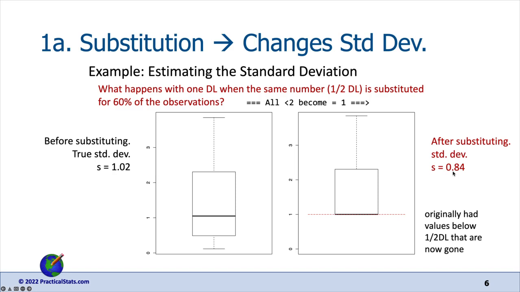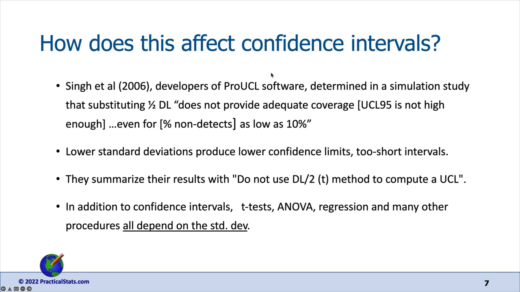Why is that of concern? Well, first, it affects things like confidence intervals. The width of those intervals depends on the standard deviation. So when you stick in a lot of the same numbers and lower the standard deviation, you get confidence intervals that are too short. In a very large simulation study, Singh and others in 2006 found that when you put in 1/2 the detection limit, it does not provide adequate coverage.